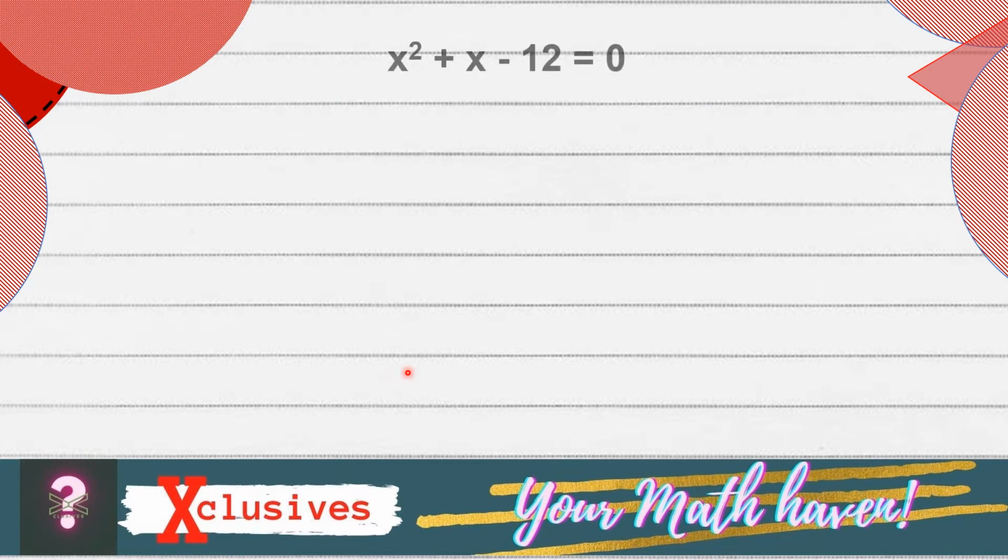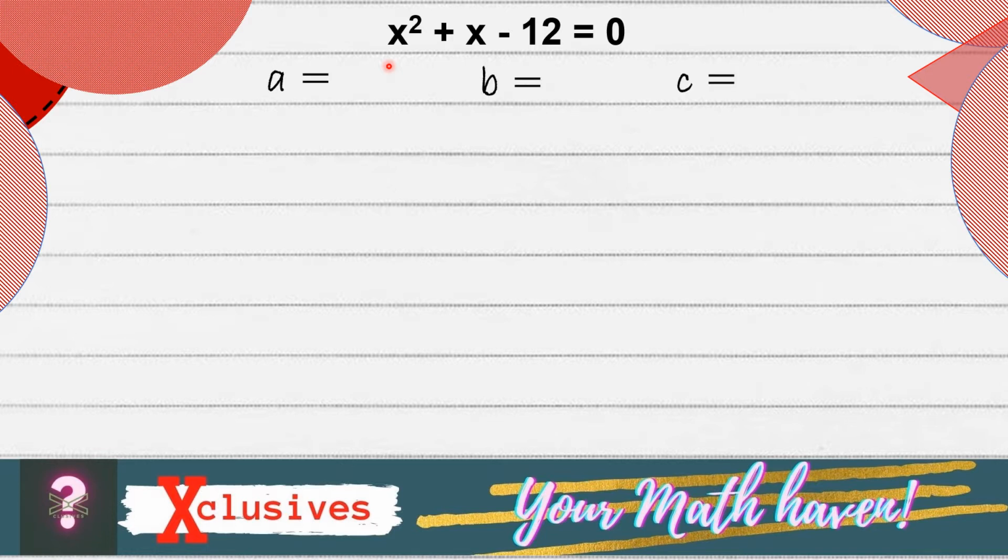On our first example, we are given x squared plus x minus 12 is equal to 0. To solve this kind of quadratic equation using quadratic formula, we need first to identify the values of a, b, and c. So by checking, we can say that our a is equal to 1. Then our b is also 1, and our constant term, that is c, is equal to negative 12.